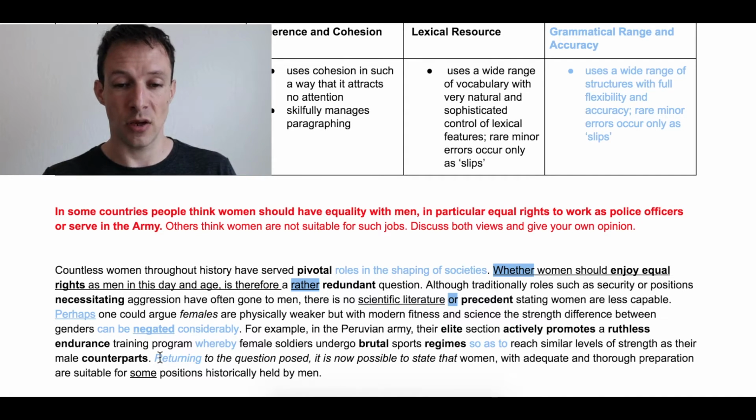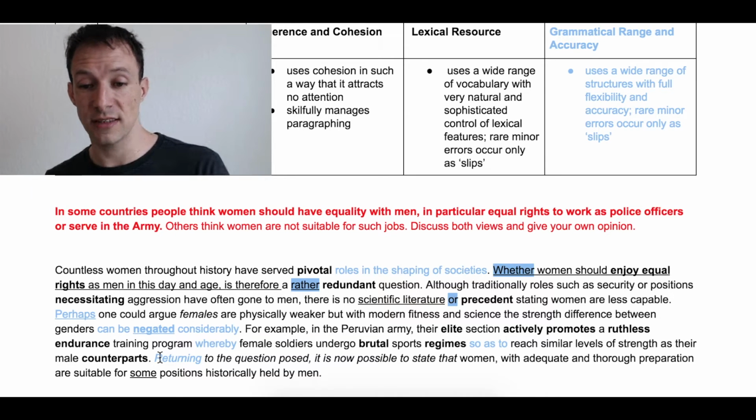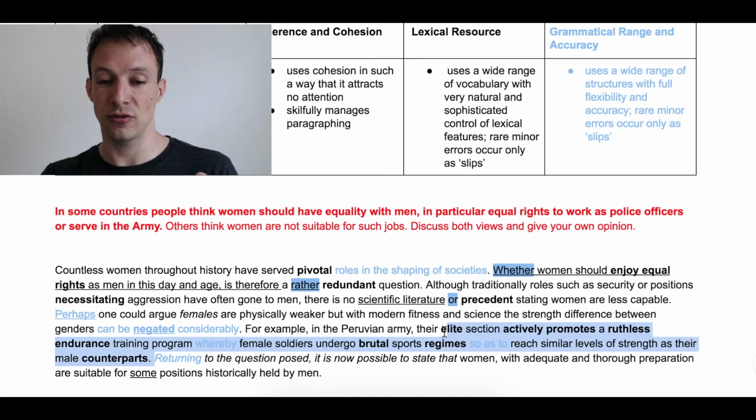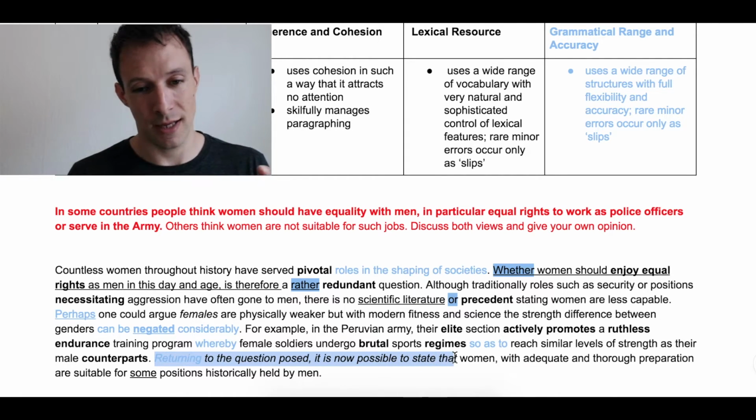Here I'm starting with a gerund, returning to the question posed. It is now possible to state that women. So, by the way, that's a useful copy-paste sentence. Returning to the question posed, it is now possible to state that whatever.